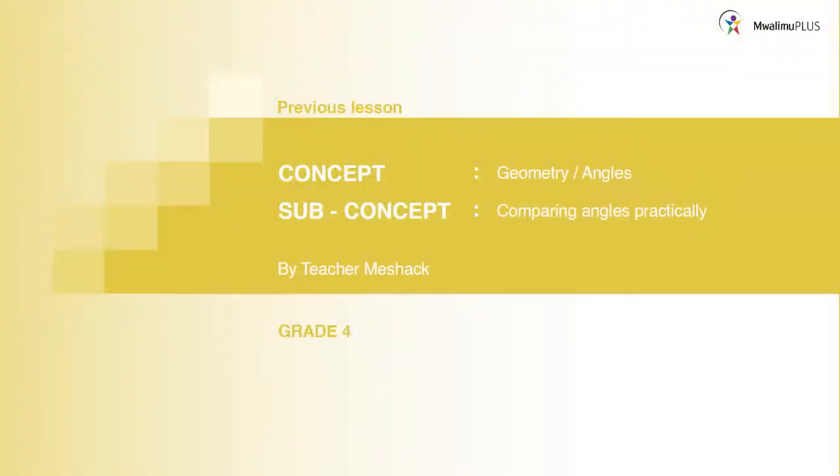So learners, in our previous lesson, we were talking about geometry. And in geometry, we are learning about comparing angles practically. Learners, can you tell me some of the angles that you know? Well, I see you can still remember them. Now we talked about reflex angle. Can you remember that one? Good. Again, we talked about acute angle. Then we also had obtuse, and also we had right angle.